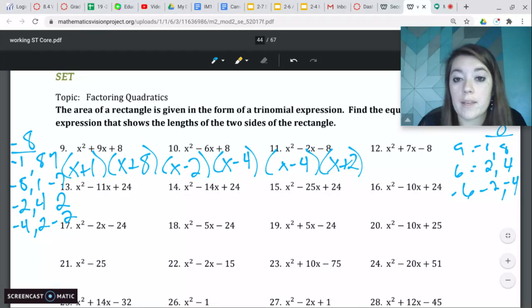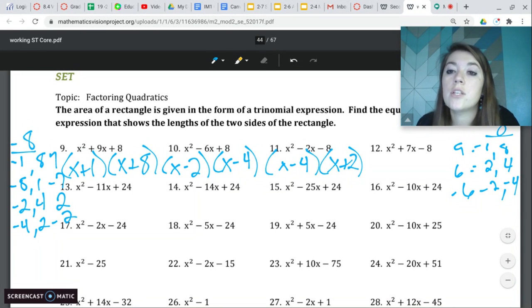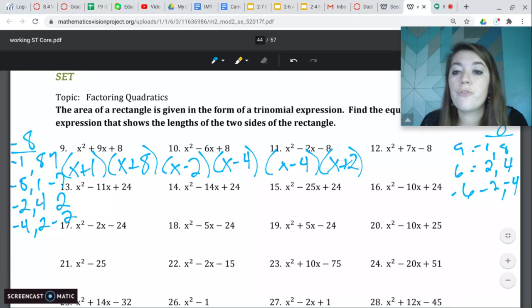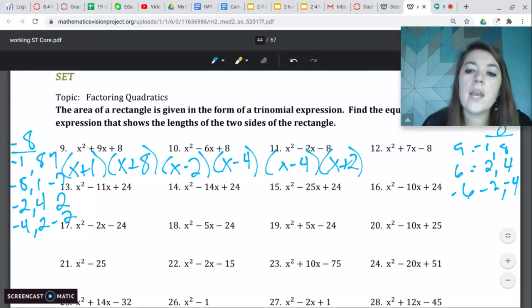So you guys have to be very, very careful on this when we're determining which one needs to be negative, which one needs to be positive. If your middle number, your B term, is negative, that means the larger of these two numbers, notice the 4 is larger than 2, it's the one that's negative. That will always be the case if your B term is negative. The larger of the two numbers has to be negative then, okay?